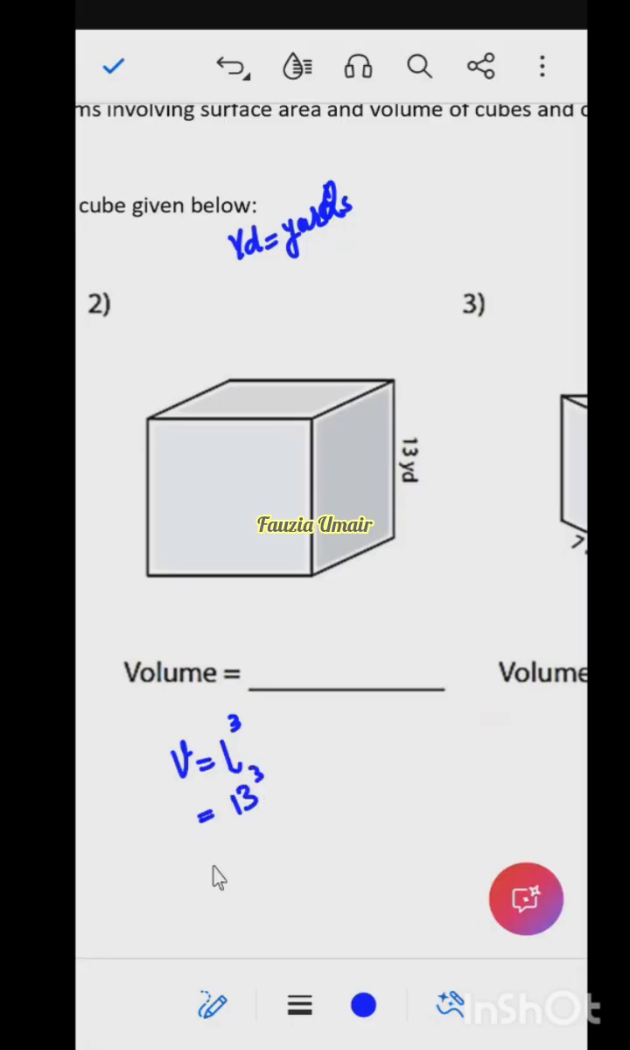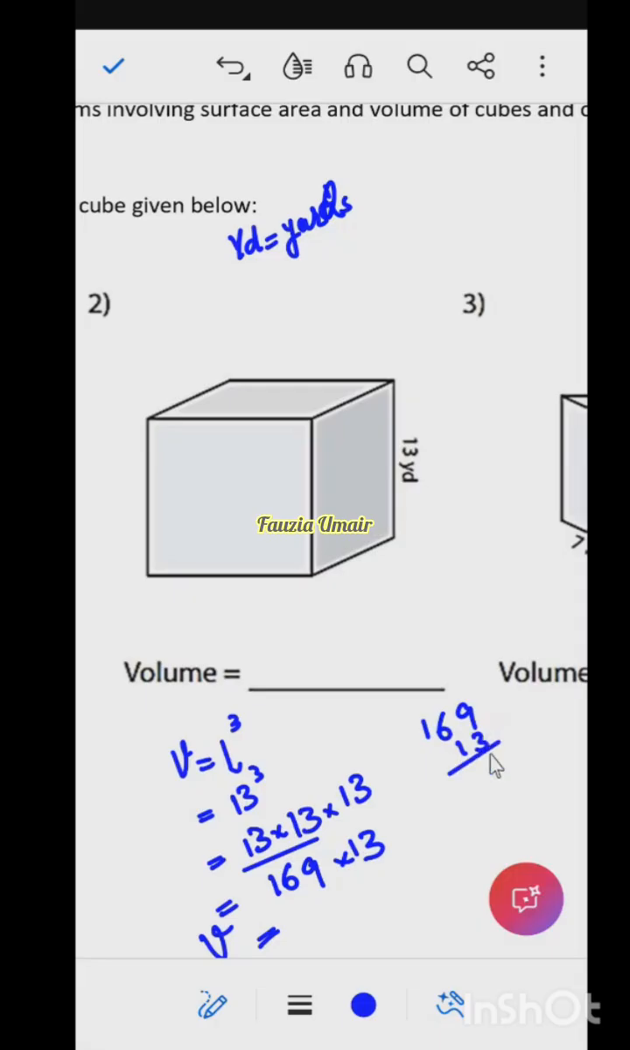13 cube का मतलब है 13 is multiplied with itself 3 times, right? So if you multiply 13 with 13, this is 169. अब 169 को 13 से multiply करें तो क्या आंसर होगा? You need to solve it. Ma'am, the answer is 2197. That's right, 2197.